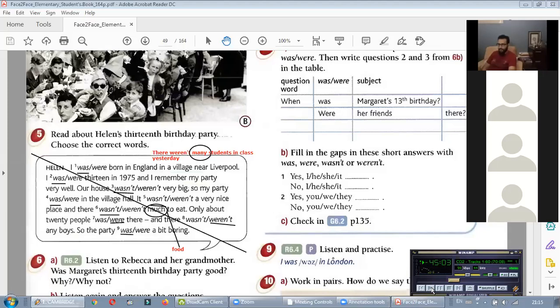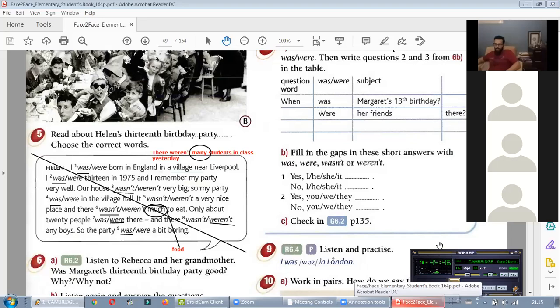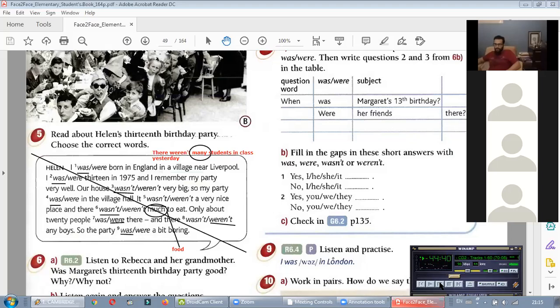Grandma, when were you born? Oh, I was born in 1940. And where were you on your 13th birthday? I was in London. I remember that birthday party very well. Why? Was it good? Oh, yes, it was. Where was the party? It was in the street. In the street? Well, it was June the 2nd, 1953. The same day as Queen Elizabeth's coronation.